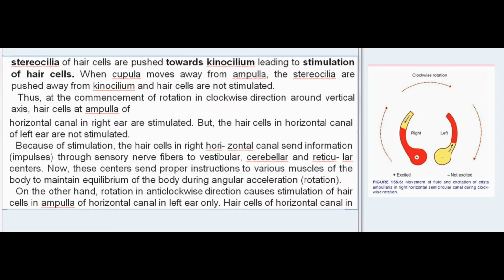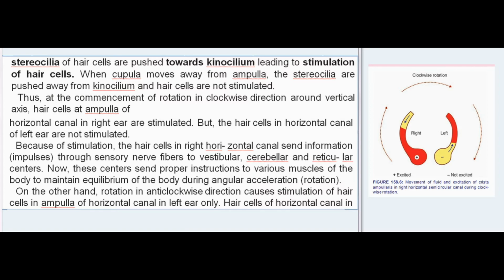are not stimulated. Thus, at the commencement of rotation in clockwise direction around the vertical axis, hair cells at the ampulla of the horizontal canal in the right ear are stimulated. But the hair cells in the horizontal canal of the left ear are not stimulated. Because of stimulation, the hair cells in the right horizontal canal send information, impulses, through sensory nerve fibers to vestibular, cerebellar, and reticular centers. Now, these centers send proper instructions to various muscles of the body to maintain equilibrium of the body during angular acceleration, rotation.